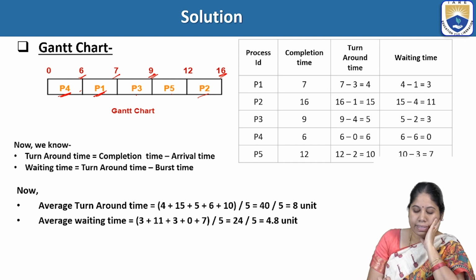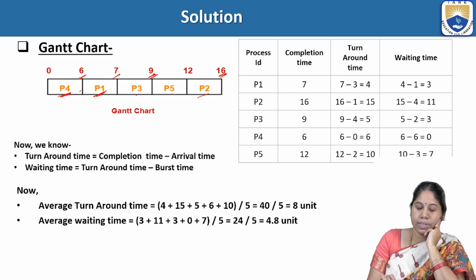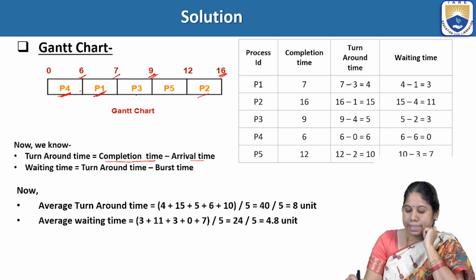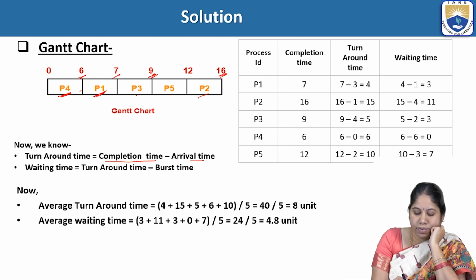Now let us calculate the turnaround time and waiting time for each process. We already know the formula: turnaround time equals completion time minus arrival time. Let us see for P1. What is the completion time? 7.